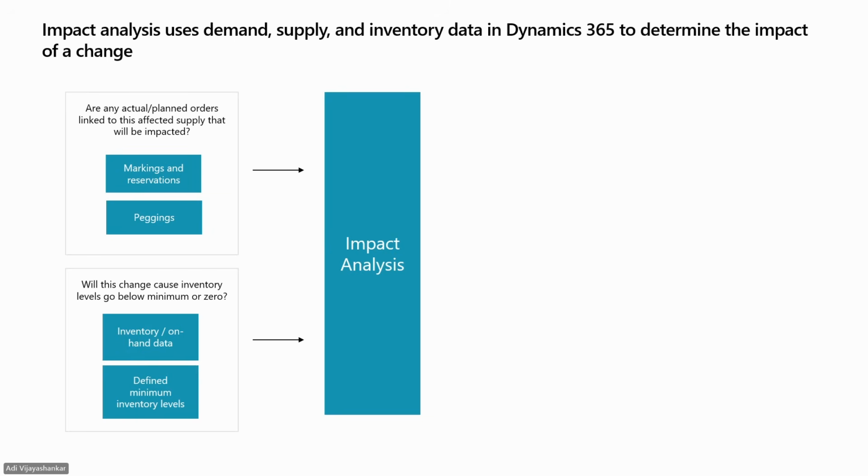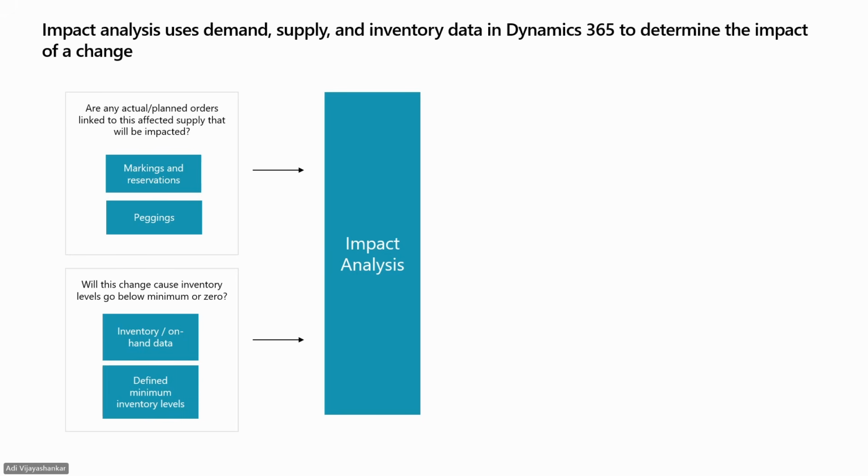So if using Dynamics planning or planning optimization or classic planning, this order information will be based on explicit physical inventory markings and master plan peggings. And if using external planning systems, it'll then use markings and reservations if these are available in Dynamics.